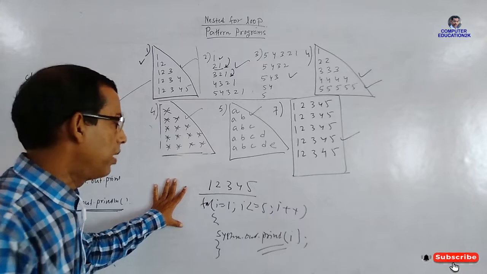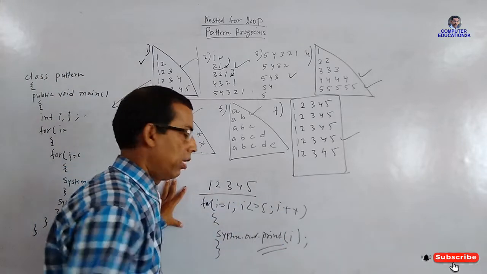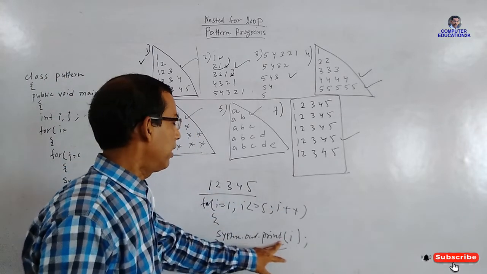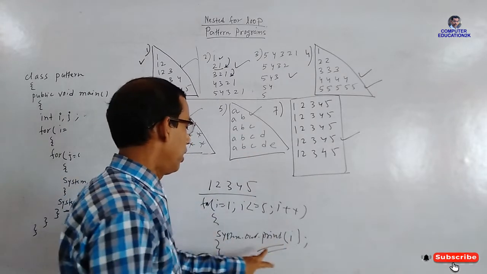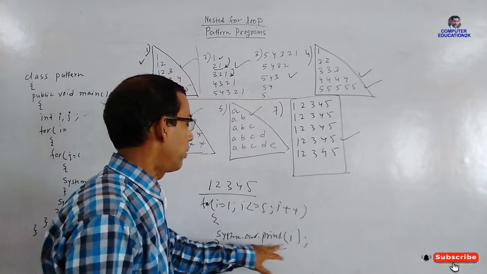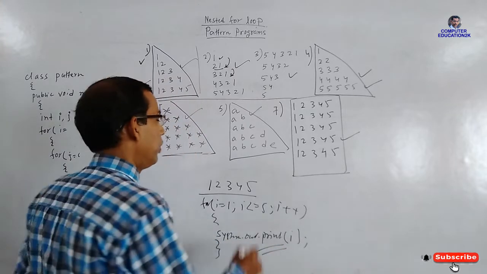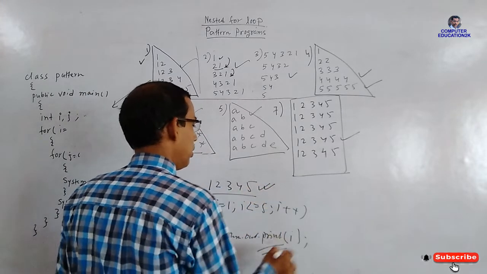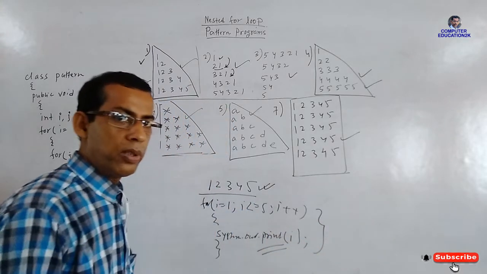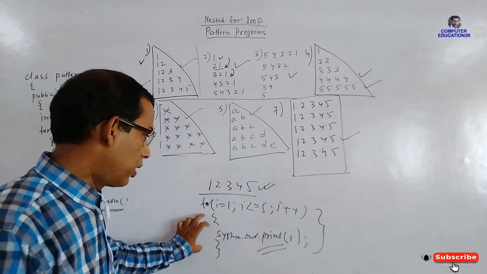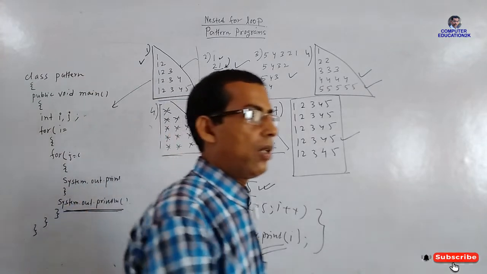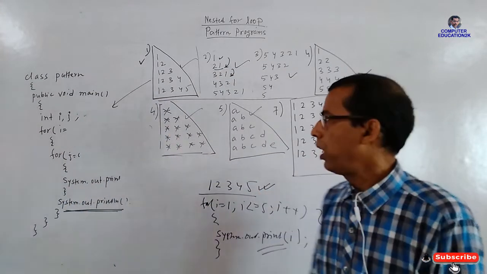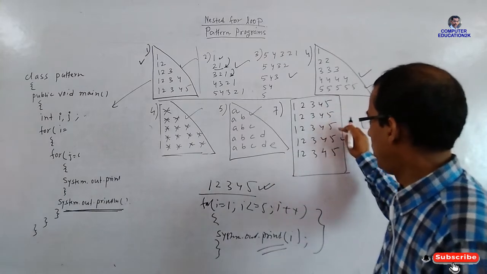You will obviously write print here because you have to print the numbers in a row. If you write println, the numbers will be printed in vertical order. But you want to print the numbers in a row. So if you need to print this line, you will write this for loop. But this for loop will only print 1, 2, 3, 4, 5, and we have to print it 5 times.